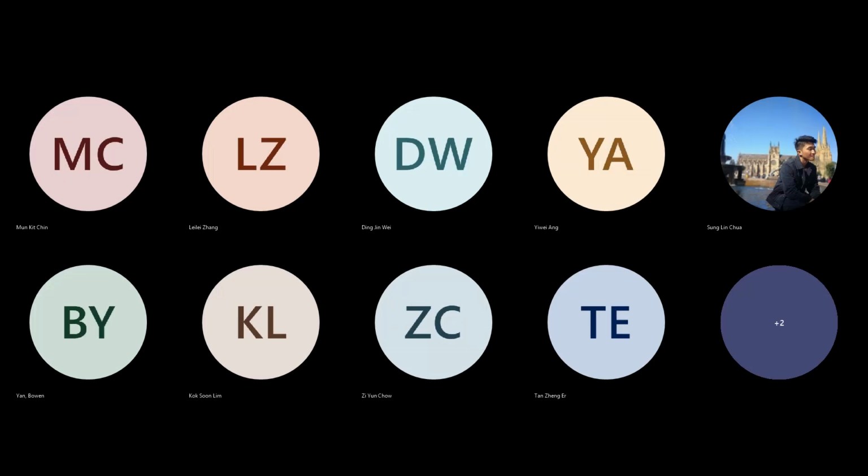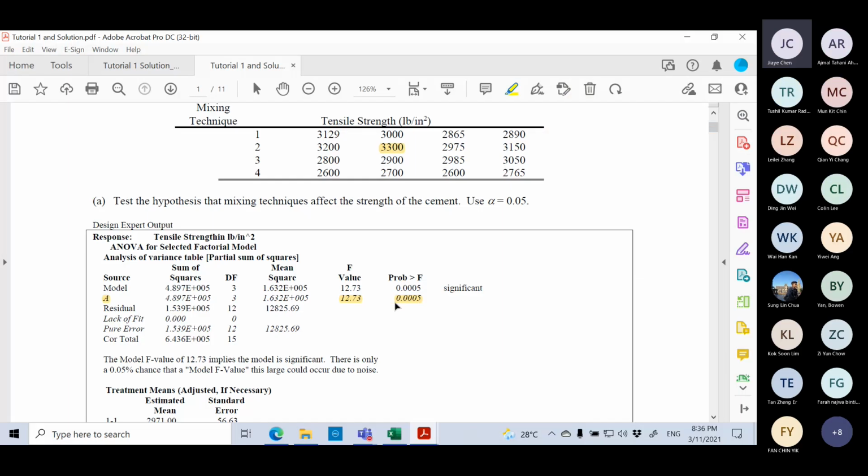Using the different mixing techniques, of course, they clearly have a significant difference. But the only thing is we do not know which pair of them is significantly different. Is it 1 and 2, or 1 and 3, 1 and 4, or 2 and 3, 2 and 4, or 3 and 4? We do not know which pair of them. So we need further analysis instead of the testing for overall.